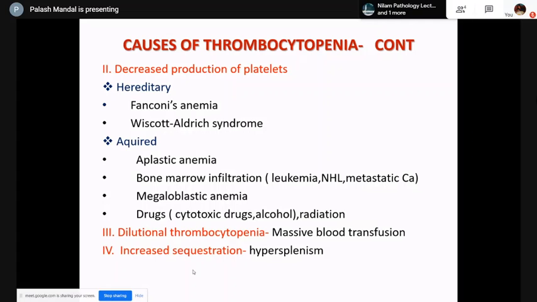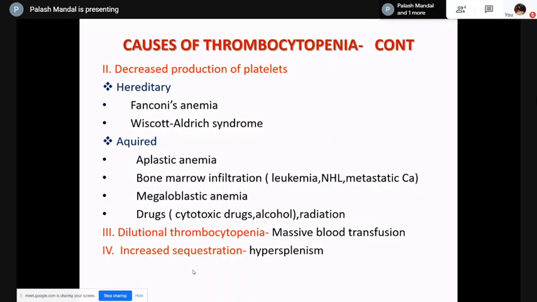Okay, so massive blood transfusion, actually there is a definition of massive blood transfusion: if more than 50% of the blood volume is transfused, that is called massive blood transfusion. So we have roughly 4.5 to 5 liters of blood in our system. So if it is more than 50% at one go, it is called massive blood transfusion.